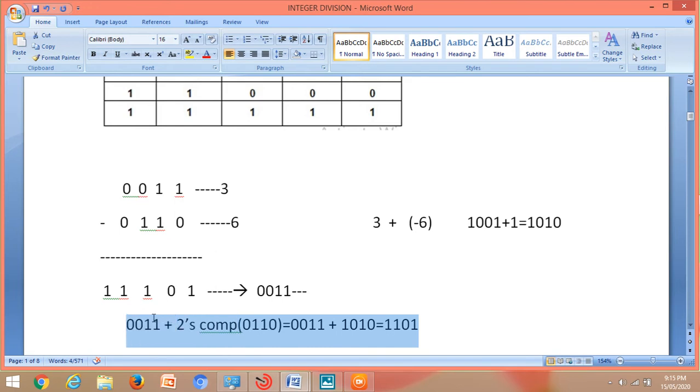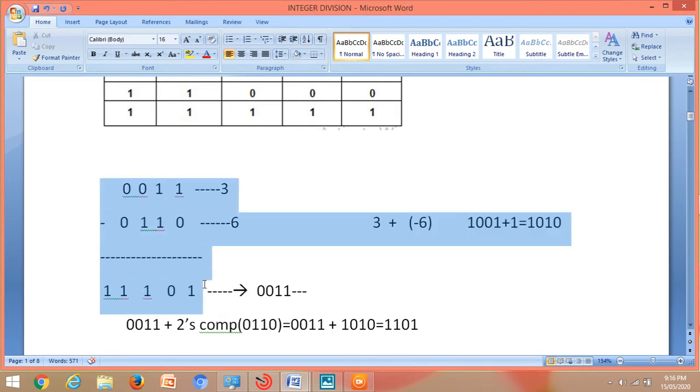So I have added 3. What is 3? 0, 0, 1, 1. And then I have taken 2's complement of minus 6 and I have added to it, which is 1, 0, 1, 0. The answer I am getting is 1, 1, 0, 1. So this is the easiest method to obtain the subtraction. Another method is this one.